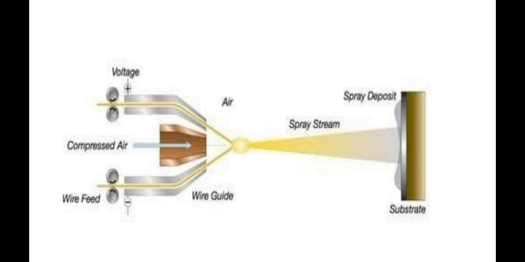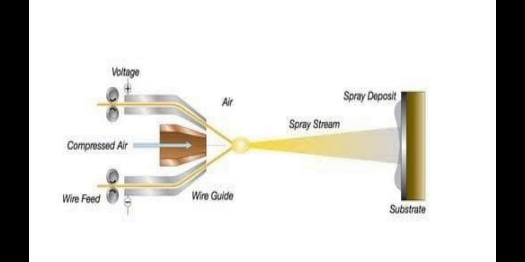The gun is also equipped with another passage which is directly connected to the output of an air compressor, and the compressed air coming out from the compressor carries the atomized metal particles to the surface of the substrate metal with very high velocity. The high velocity bombardment of the particles is done by maintaining a certain distance from the substrate.